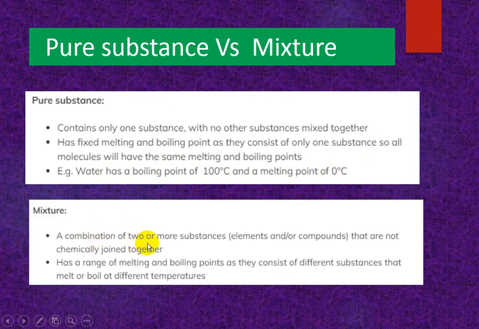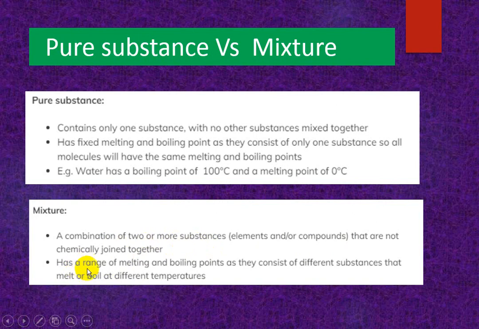A mixture is a combination of two or more substances, two elements, or two compounds, or one element and one compound, that are not chemically joined together. So we have understood a mixture is a combination of two or more substances, but they are not chemically joined together.